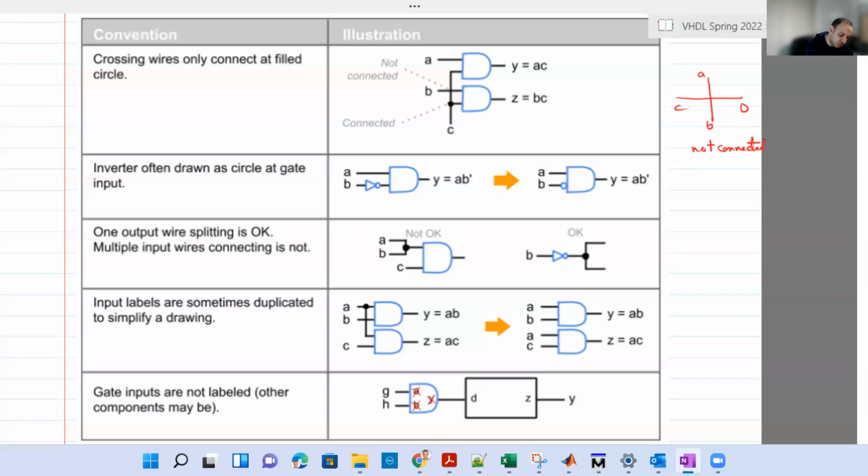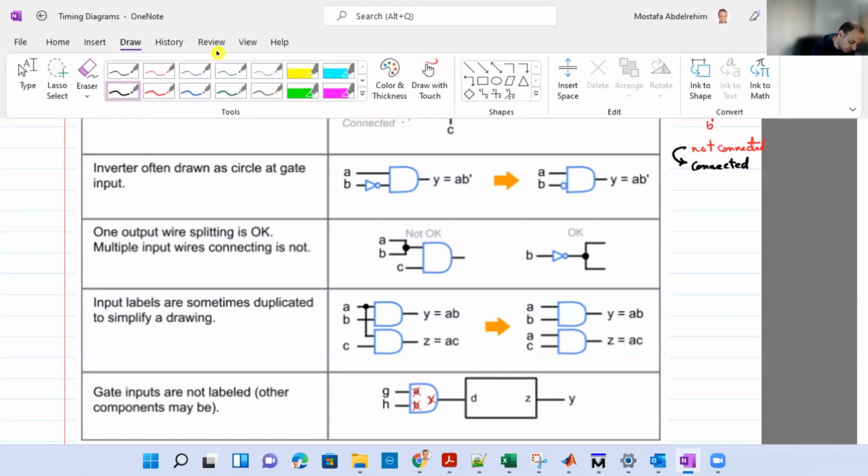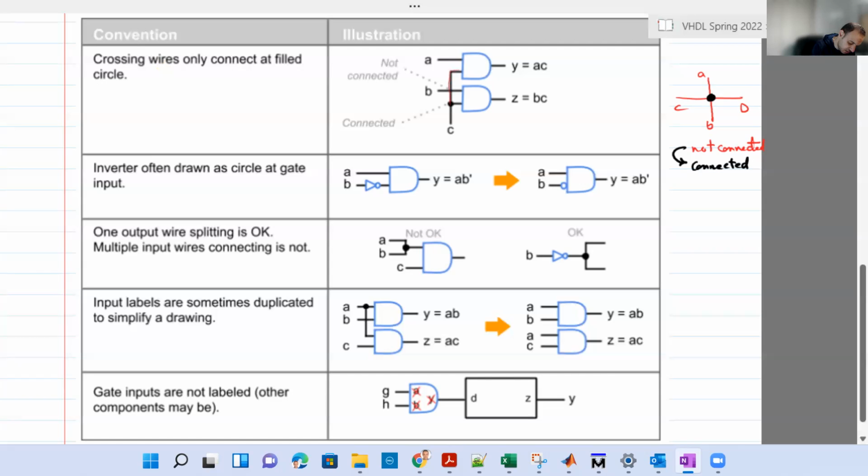To connect them, we put a bullet point like this on the intersection. So with the bullet point, they become connected. Only if we draw the bullet point do we connect the two wires. Like in here, wire C, this wire here, let's draw it with red. Wire C is intersecting with B, but since there is no bullet point, they are not connected. But it's connected to that one. So this input for the second AND gate and this one for the first AND gate are connected. They are the same point C, or same input C.